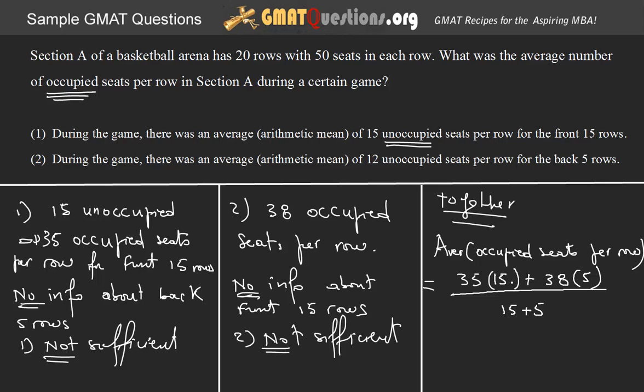There is information about the front 15 rows and the back 5 rows, and we have the data, and because of that we can do this. Please don't do the calculation. Do not do this. Okay, you're wasting your time if you do it. It's now clear that we can do it. We have enough information to calculate the average. So because of that, we can tell that the correct answer is C in data sufficiency. C is the correct answer.